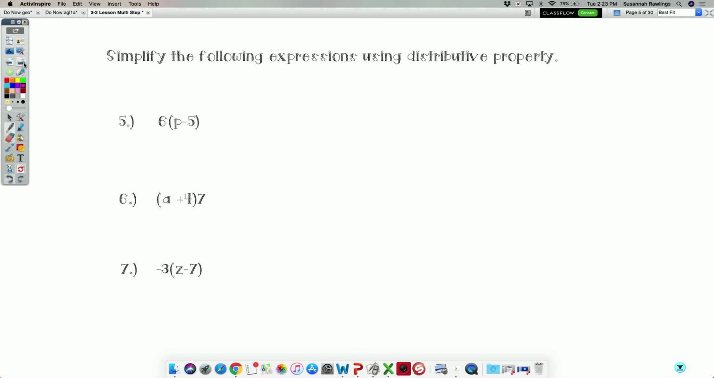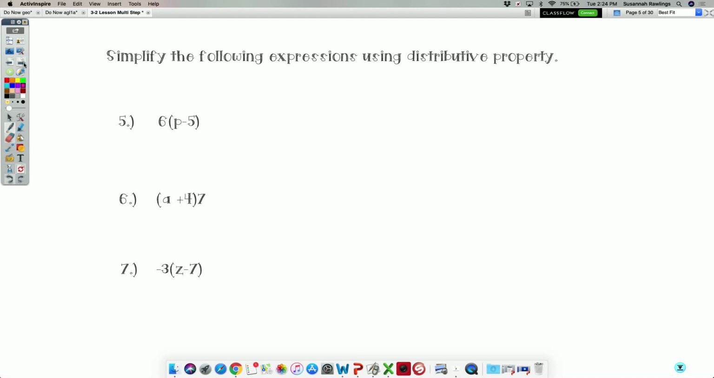Number 5, 6 times p minus 5. Okay, distributive is what we did for this now, so hopefully that refreshes your memory a little bit. We have to multiply the outside number by how many terms on the inside? By one thing, by all things, what?